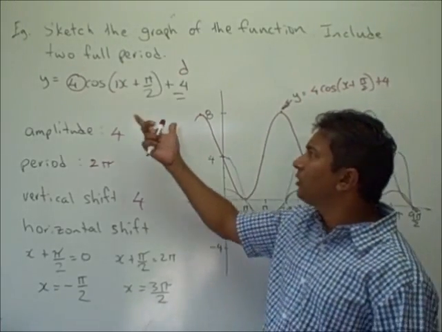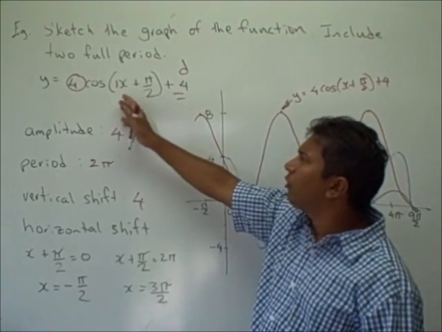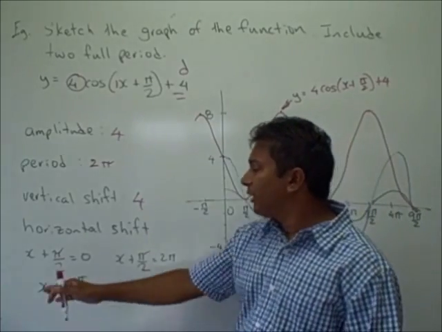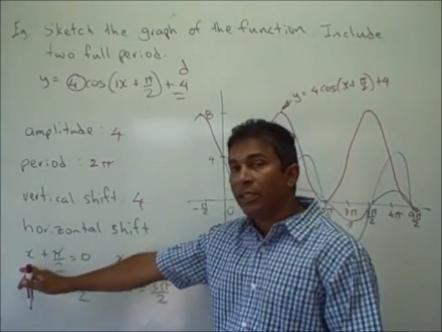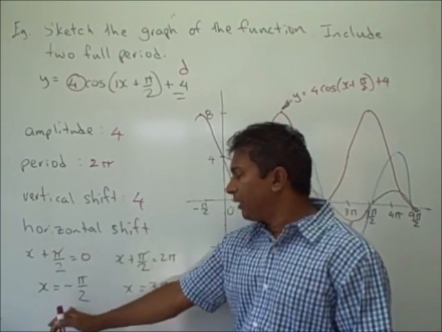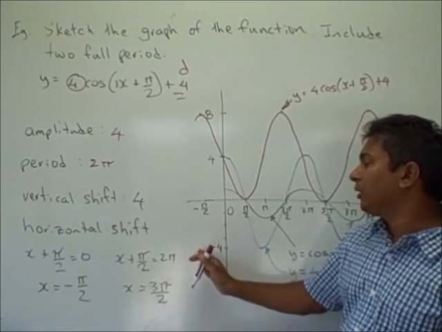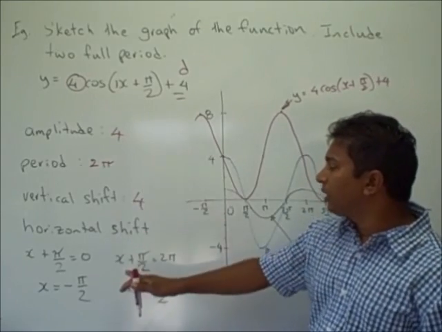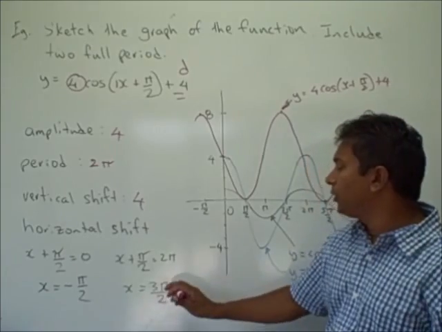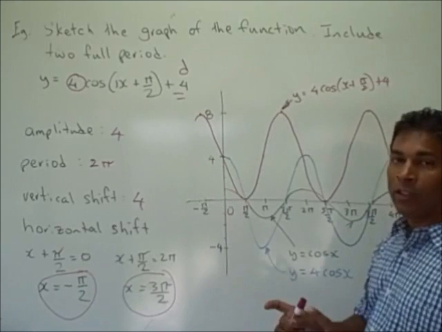To find our horizontal shift, and we know there's a horizontal shift, since this is in the form of bx plus c, we find the left endpoint. To find the left endpoint, it's x plus pi over 2 is equal to 0, which gives us x is equal to negative pi over 2. To find the right endpoint of one cycle, it's x plus pi over 2 is equal to 2 pi, which gives us x is equal to 3 pi over 2. So these are our left endpoint and our right endpoint of one cycle.